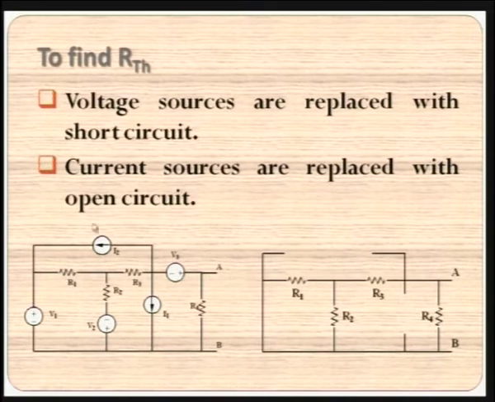And what about the current sources? Current sources are replaced with open circuits. Have a look at the two current sources. I1 is just open circuited, we need to remove it and keep it in the open circuited condition. I2 is removed and kept in the open circuited condition. In this condition, we need to measure the resistance across the two terminals AB.